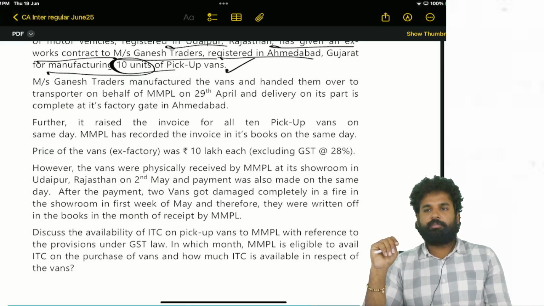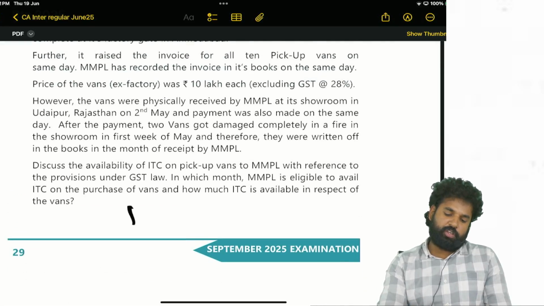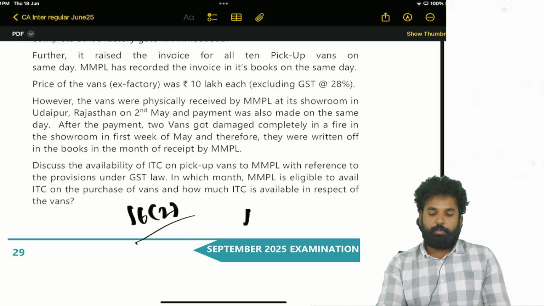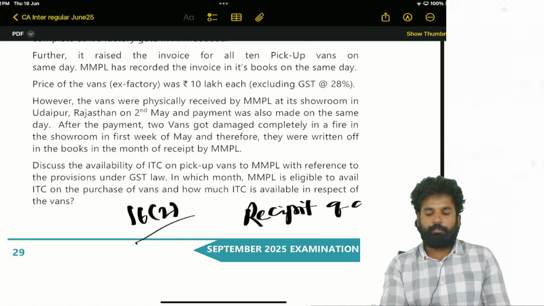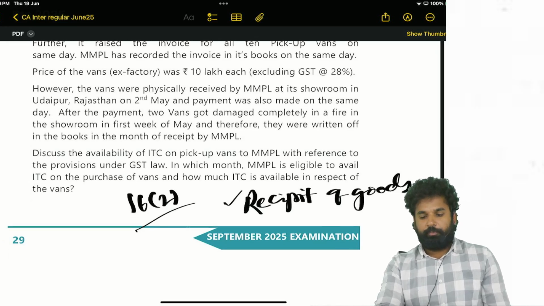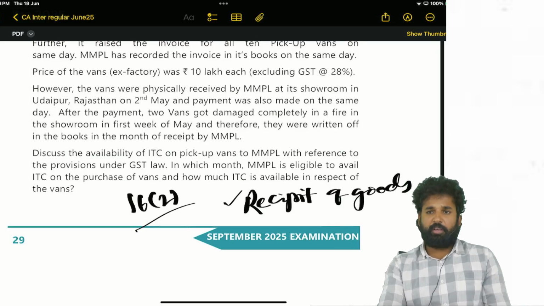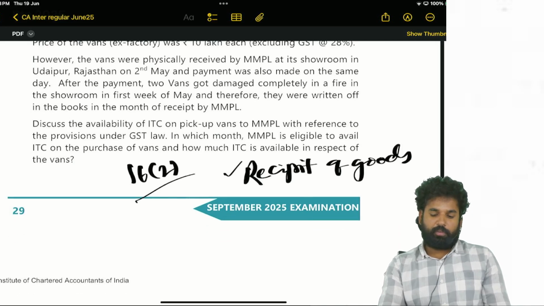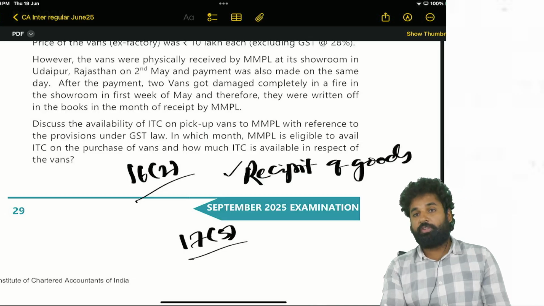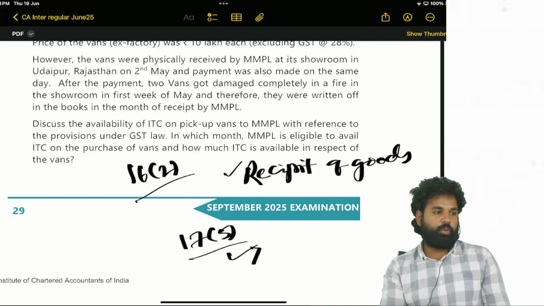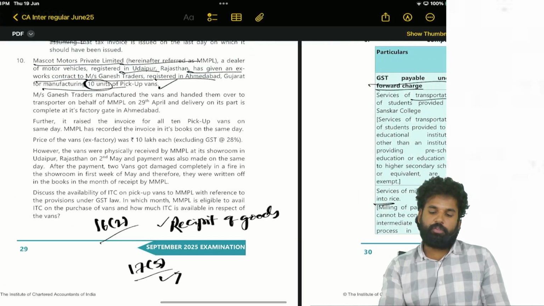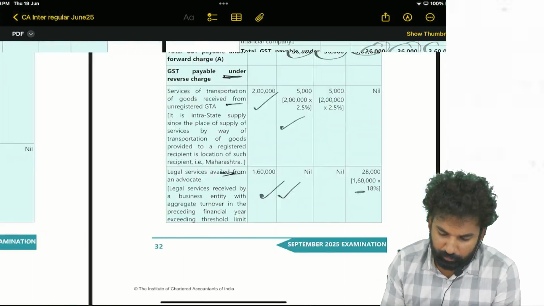When they can avail ITC? As per section 16, subsection 2, receipt of goods is the condition. Okay, ITC can be availed, right? It doesn't matter whether payment is received or not, payment is made or not. And that too, whenever you are taking ITC with respect to damaged goods, you can claim ITC. Yeah? Blocked credit. Okay. So ITC can be availed only on 8 vans. Only on 8 pickup vans.